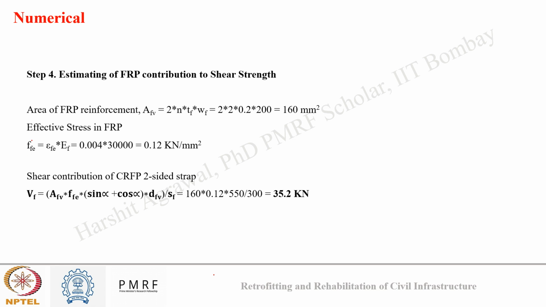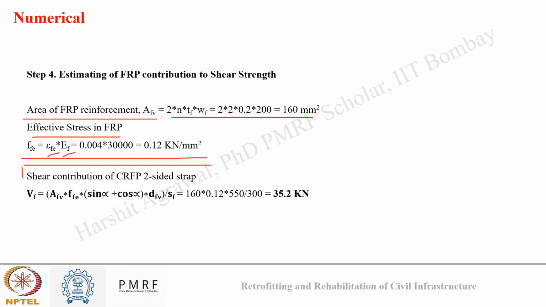Now we know the strain and we know the area of FRP reinforcement, so I can calculate the effective stress in FRP, epsilon Fe times EF. It will come out to be 0.12 kilonewton per millimeter cube. The shear contribution of the CFRP strip will be given by this equation that we saw earlier. Substituting all the values, alpha is 90, so sine alpha is 1, cos alpha is 0, so 1 plus 0 is 1. Here the factor will be 1, it won't matter to us. Substituting all the values, I will get my shear contribution due to the CFRP two-sided strip as 35.2 kilonewton.